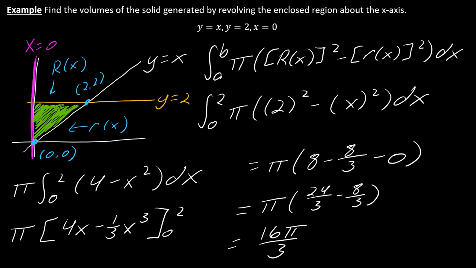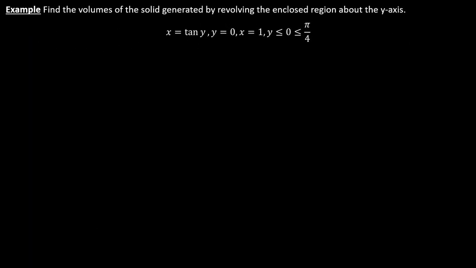Okay, so this is the basic idea. So now let's change it up. Let's find the volume of the solid generated by revolving the enclosed region about the y-axis. I didn't tell you the formula for y, but really you just switch everything to y. If you've been working with the disk method, then you should know how to switch to y. I talked about that in my other video.